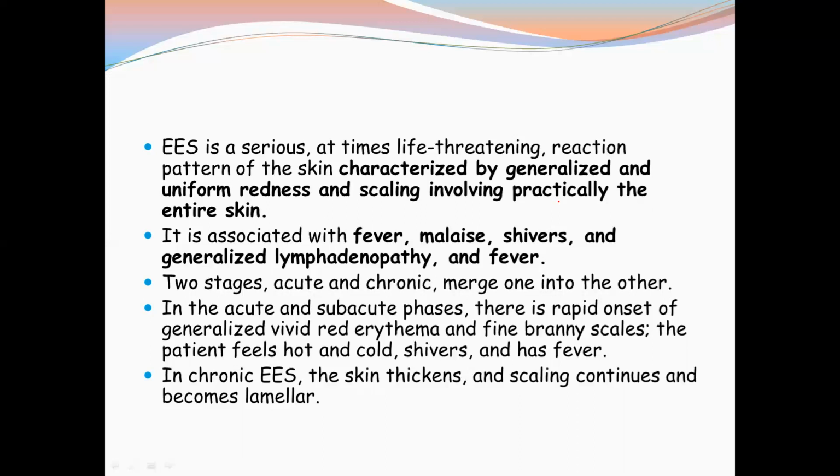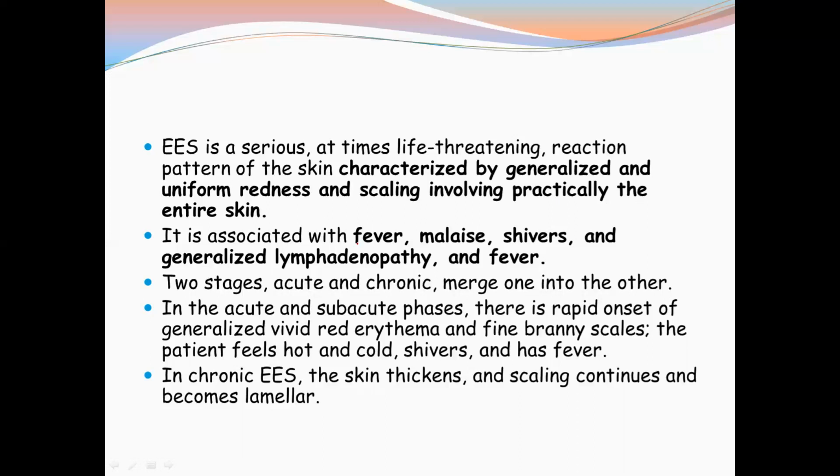So it's associated with fever, malaise, shivers, and generalized lymphadenopathy. There are two stages: acute and chronic, and sometimes they may merge one into the other. In the acute and subacute phases, there is rapid onset of generalized vivid red erythema and fine brownish scales. The patient feels hot and cold, shivers, and has fever.